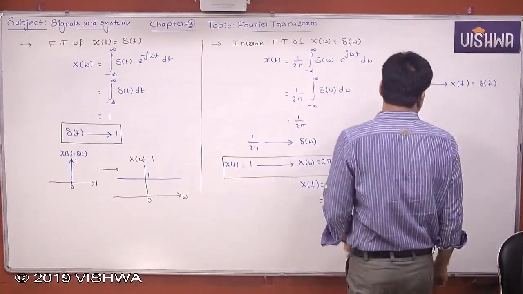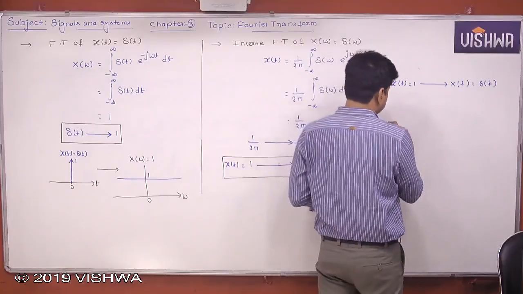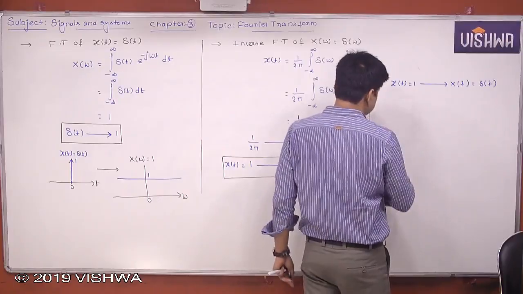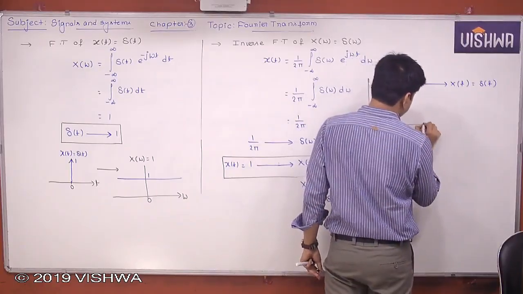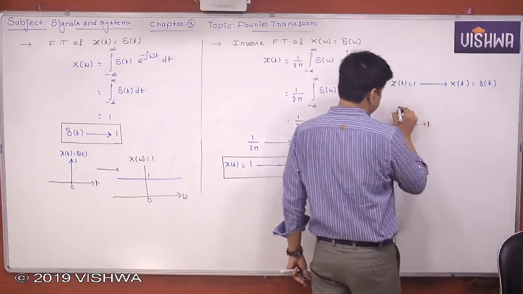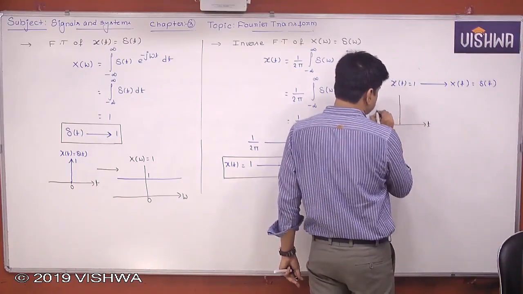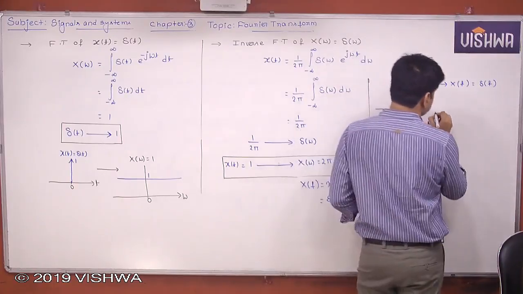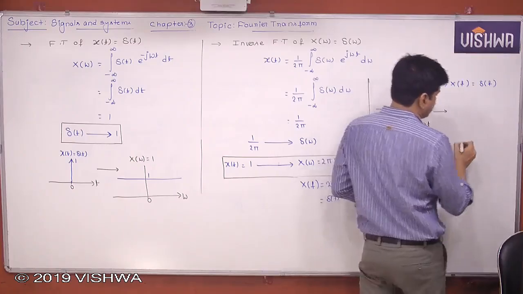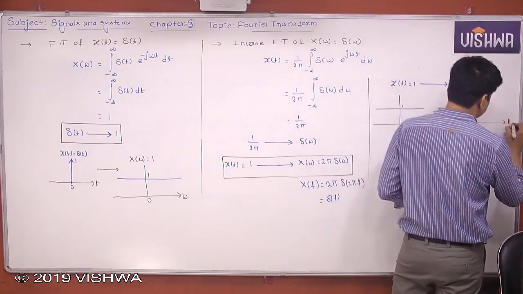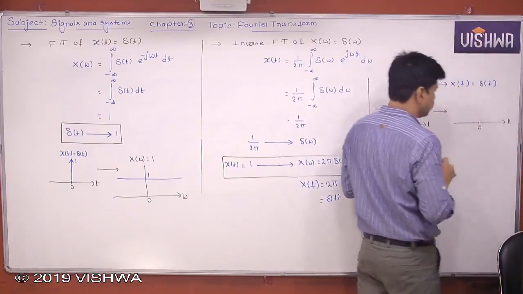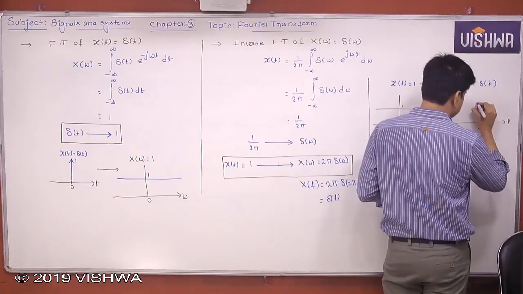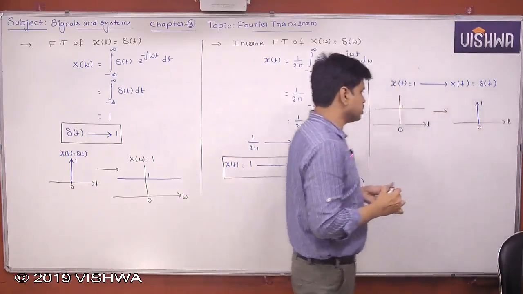So if I draw this function, suppose I take the spectrum X of f this time. X of t in the time domain has a value equal to 1, that means constant. For this, what is X of f? We got X of f with respect to f. At 0 we have an impulse function. So this is what we got.